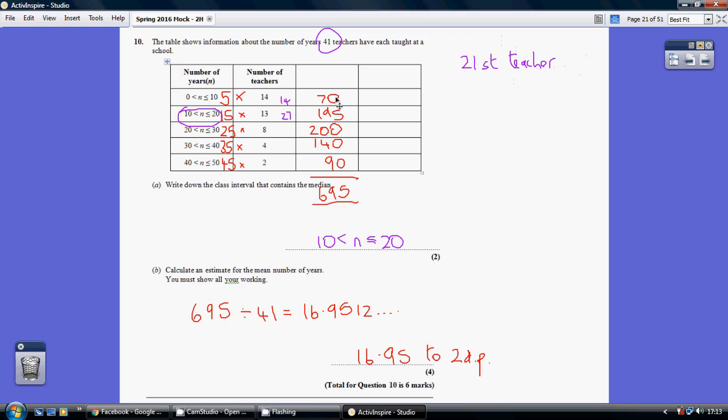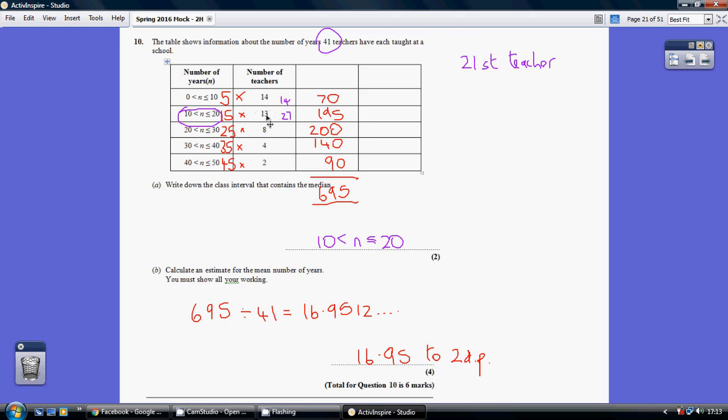Anyway, we need to know how long the 21st teacher has been working for, because he's the middle teacher. Now, 14 teachers have been working for between 0 and 10 years. So have we got to our 21st teacher yet? No, we haven't. The next 13 have been working for between 10 and 20 years. So have we now got to our 21st teacher? Well, yes, we have, because 14 and 13 is 27. So that's now 27 teachers in total we've had a look at.